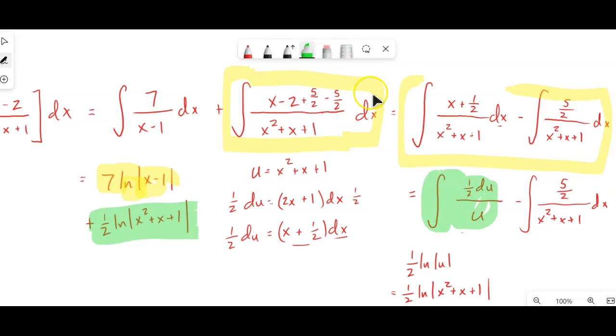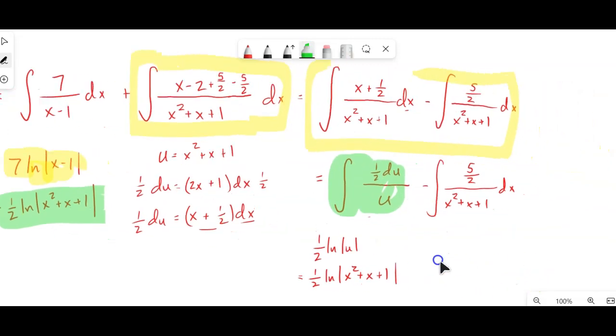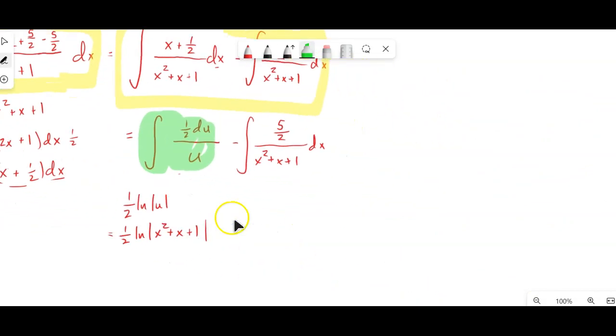All right, and then finally we're left with this one. And this one, unfortunately, is the worst one of them all. All right, so the first thing I would do is just take the 5 halves out of the integrand and have this be just 1 over x squared plus x plus 1 dx, okay? Now this is not a perfect square, all right? So what we're going to do is complete the square.